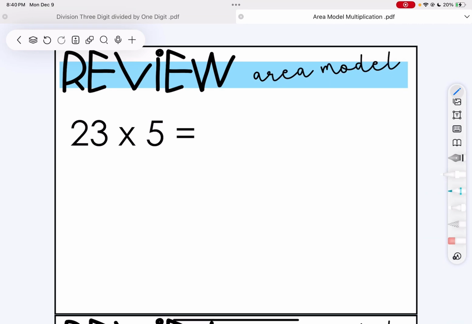To start off our multiplication unit, we started talking about multiplying big numbers by using an area model. So we learned 3 different types of area models. This would be the first type.